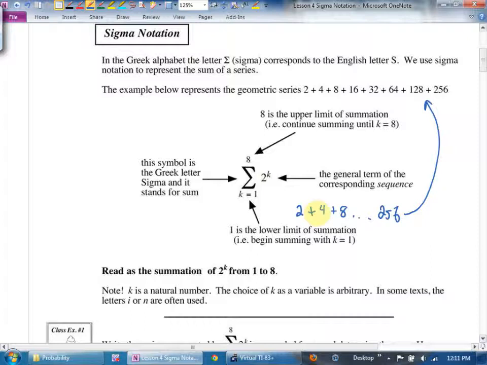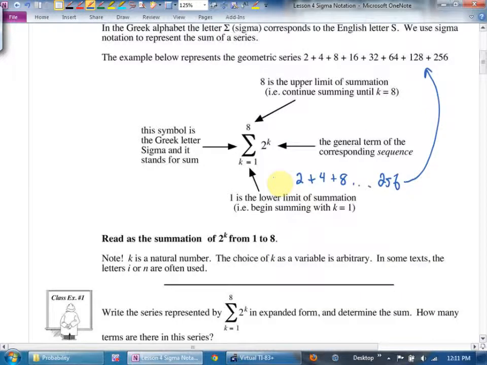We call this the upper limit. We call this the lower limit. And here's the general term. Note, k is a natural number. You're going up by ones, not by decimals. But the variable k is arbitrary. They'll often use k or n or i: i for index, n for number, and k for constant, spelled with a k for some reason. But you can use whatever letter you want.